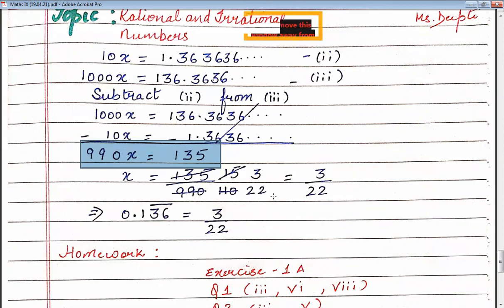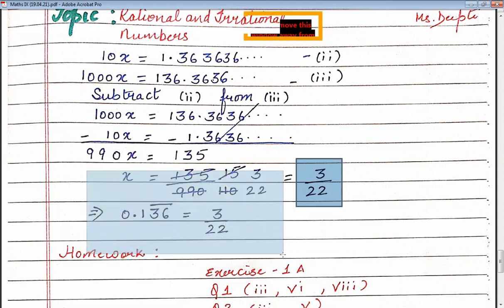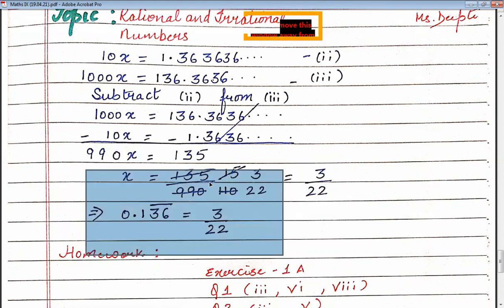Now just cancel them out and convert it into lowest form. So it is 3 upon 22. So your repeating decimal is converted into vulgar fraction, that is 3 upon 22.